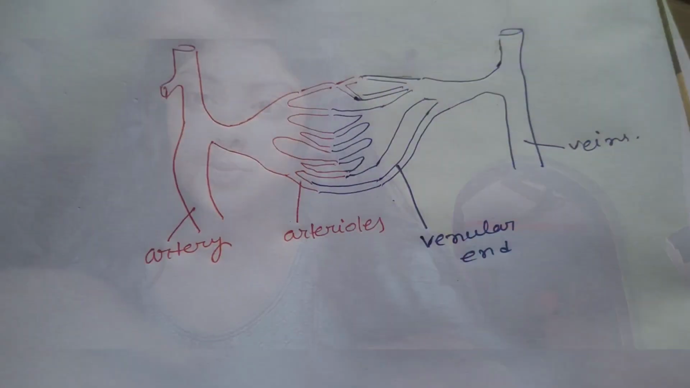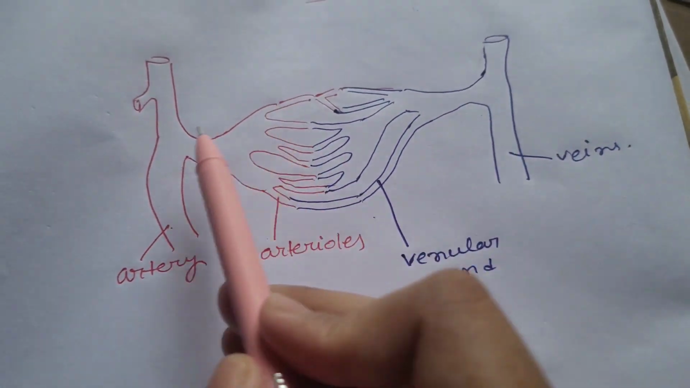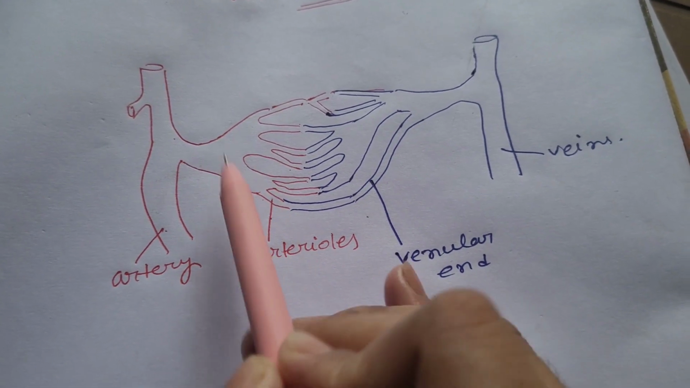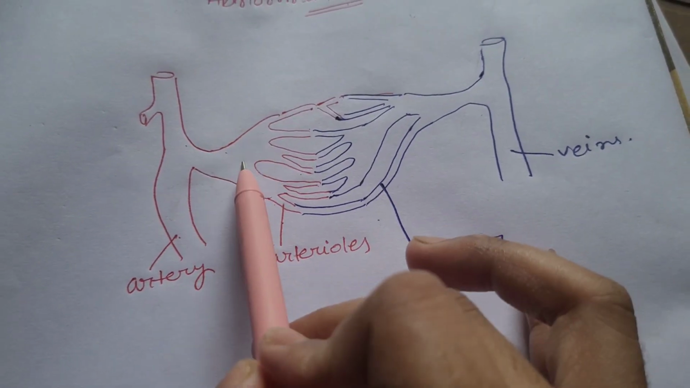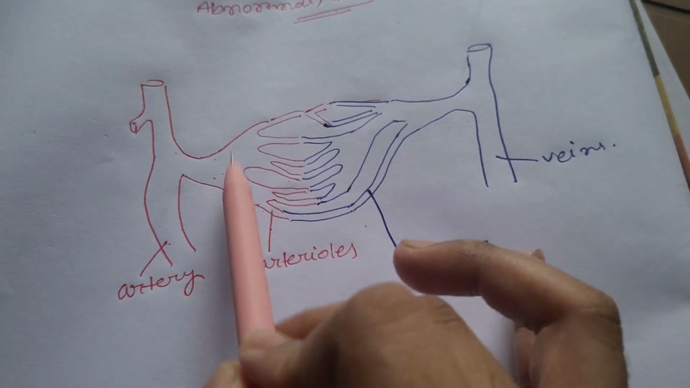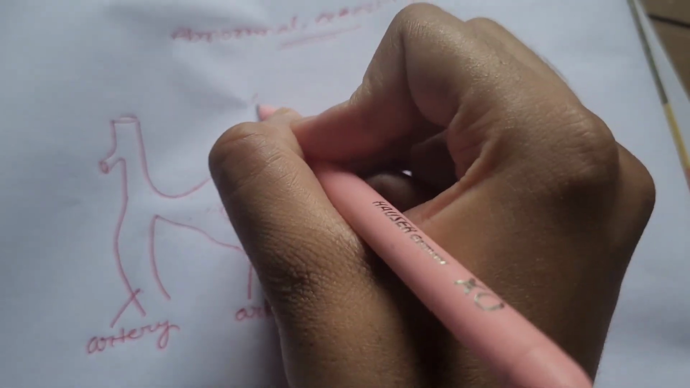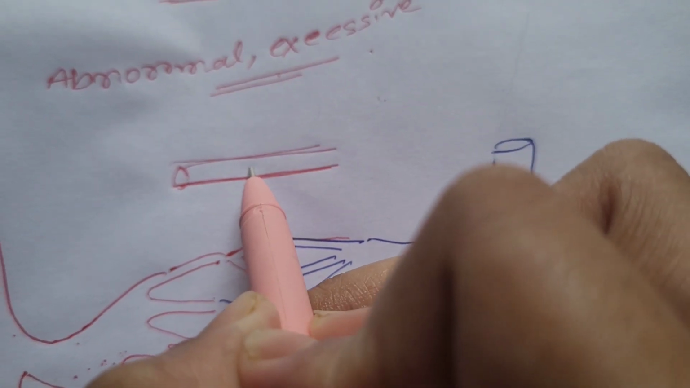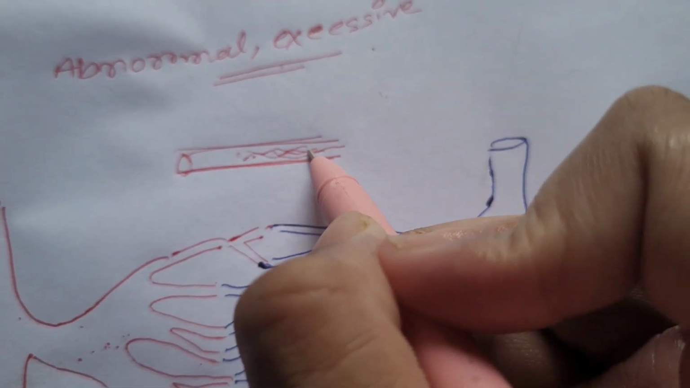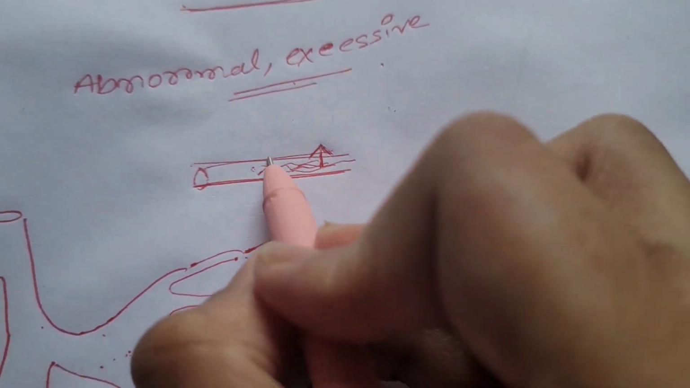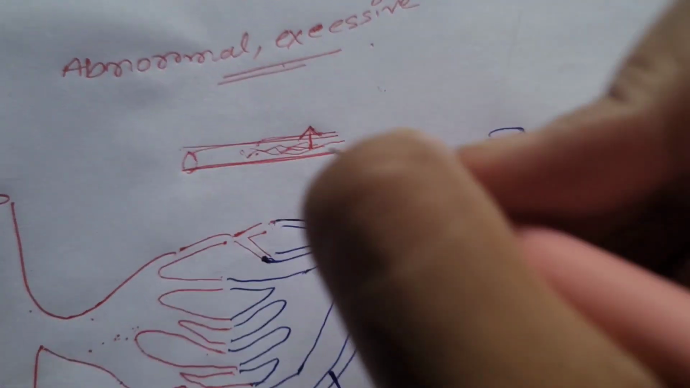Now let me tell you, suppose this is the artery and the artery gets divided into small arterioles. What happens? There is a pressure or force called the hydrostatic pressure. What is the function of hydrostatic pressure? If you think of this as an artery, then the blood exerts some pressure on the artery wall. This pressure is called the hydrostatic pressure.